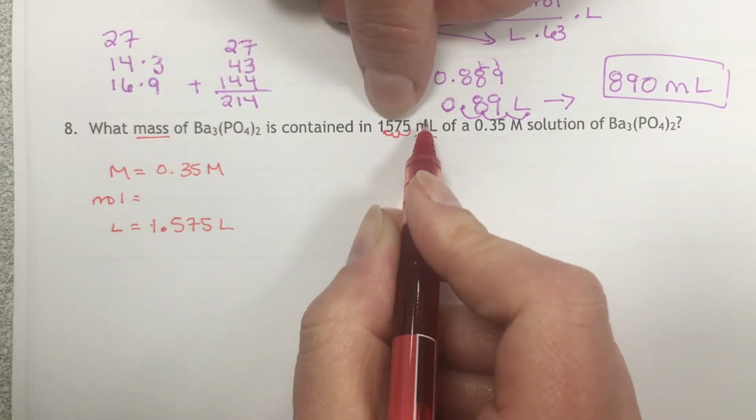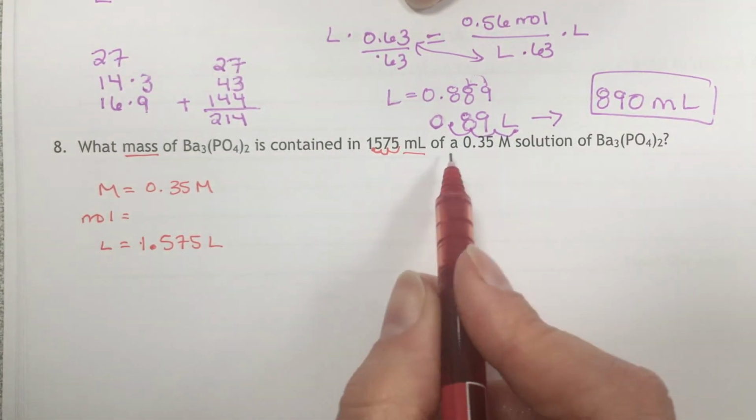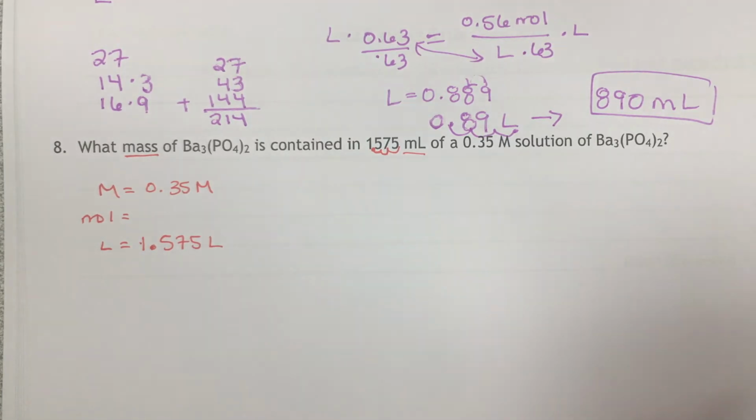You could have used dimensional analysis and did milliliters here and then milliliters down here, and you would be dividing by 1,000. But moving the decimal over, especially in the case of just converting between the same units like that, this is much easier.